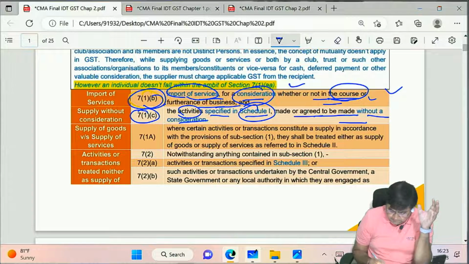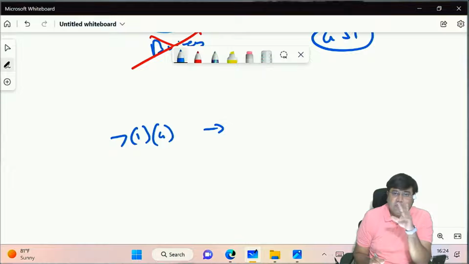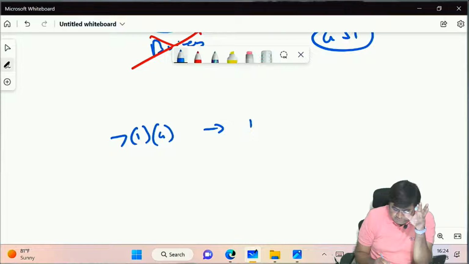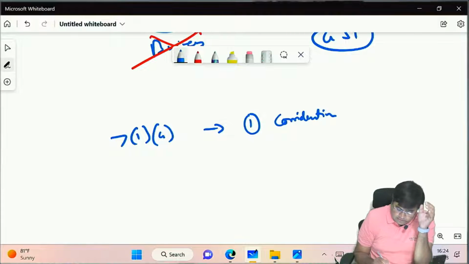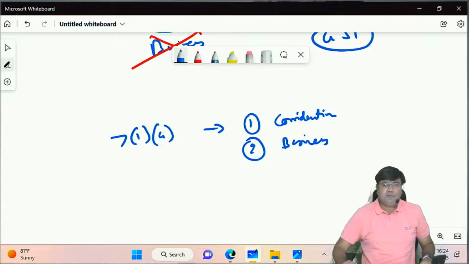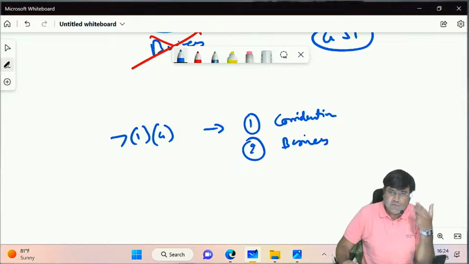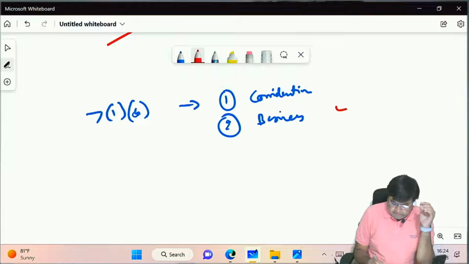So section 7 subsection 1 clause A tells us that first you see the goods or services, then the 8 terms used. After that you need to see the first condition, consideration. Whether the consideration is adequate or not is not required. We don't need to see whether adequate or sufficient consideration is there or not. Second, business is there or not. Rather than writing the entire phrase in the course of furtherance of business, in the exam you have to write it, but for just explaining to you, I am not writing. So if both the conditions are satisfied, then it is going to be supply under section 7 subsection 1 clause A.